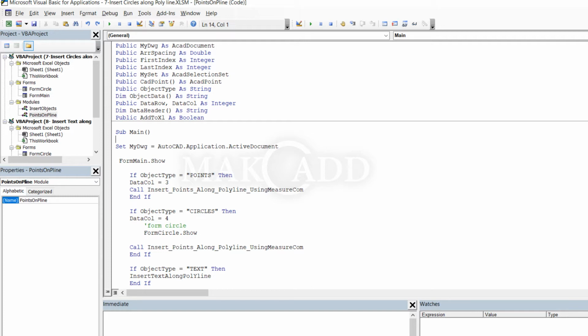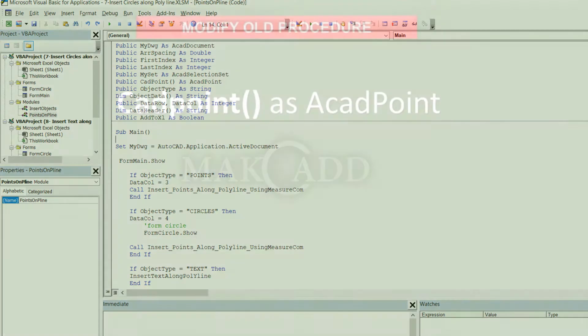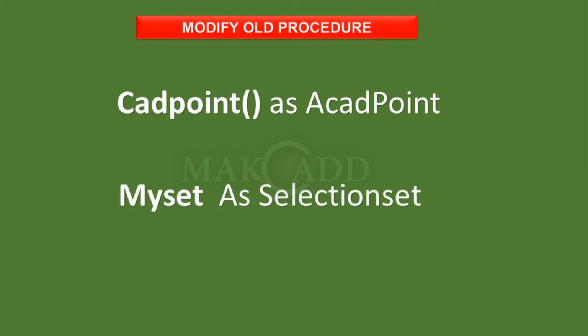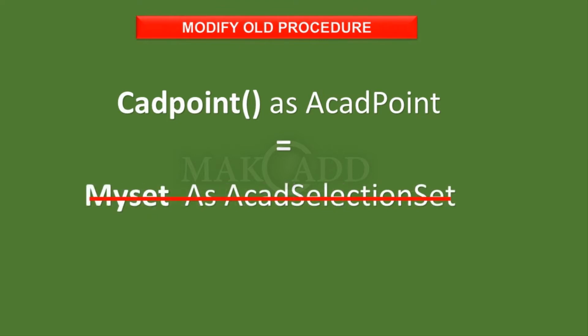First, we will start from the points on PLINE module. As we declared the cadpoint variable as multiple objects, it's a collection of point objects. And there is another collection of objects, that is mySet. As both of them keep the same objects, there is no need to create another selection set. So we can delete the mySet.